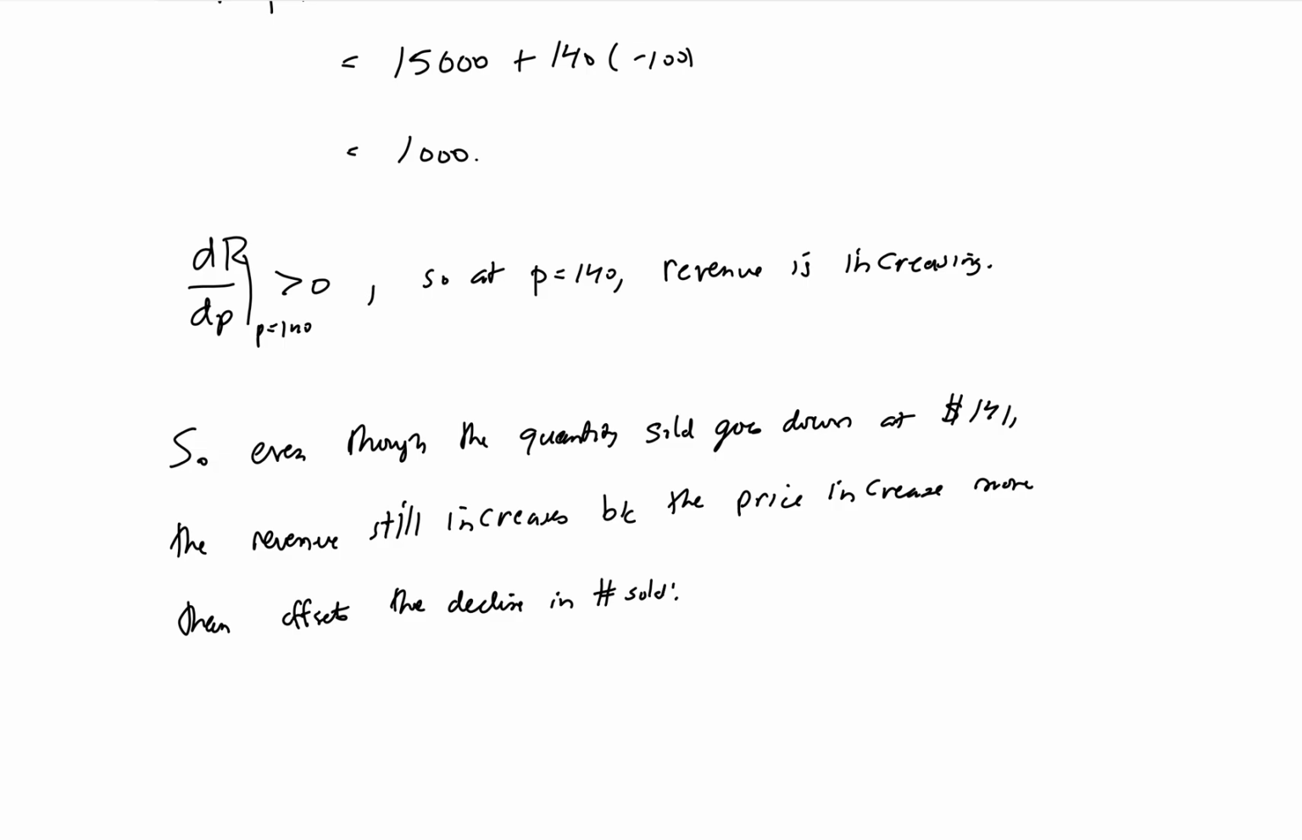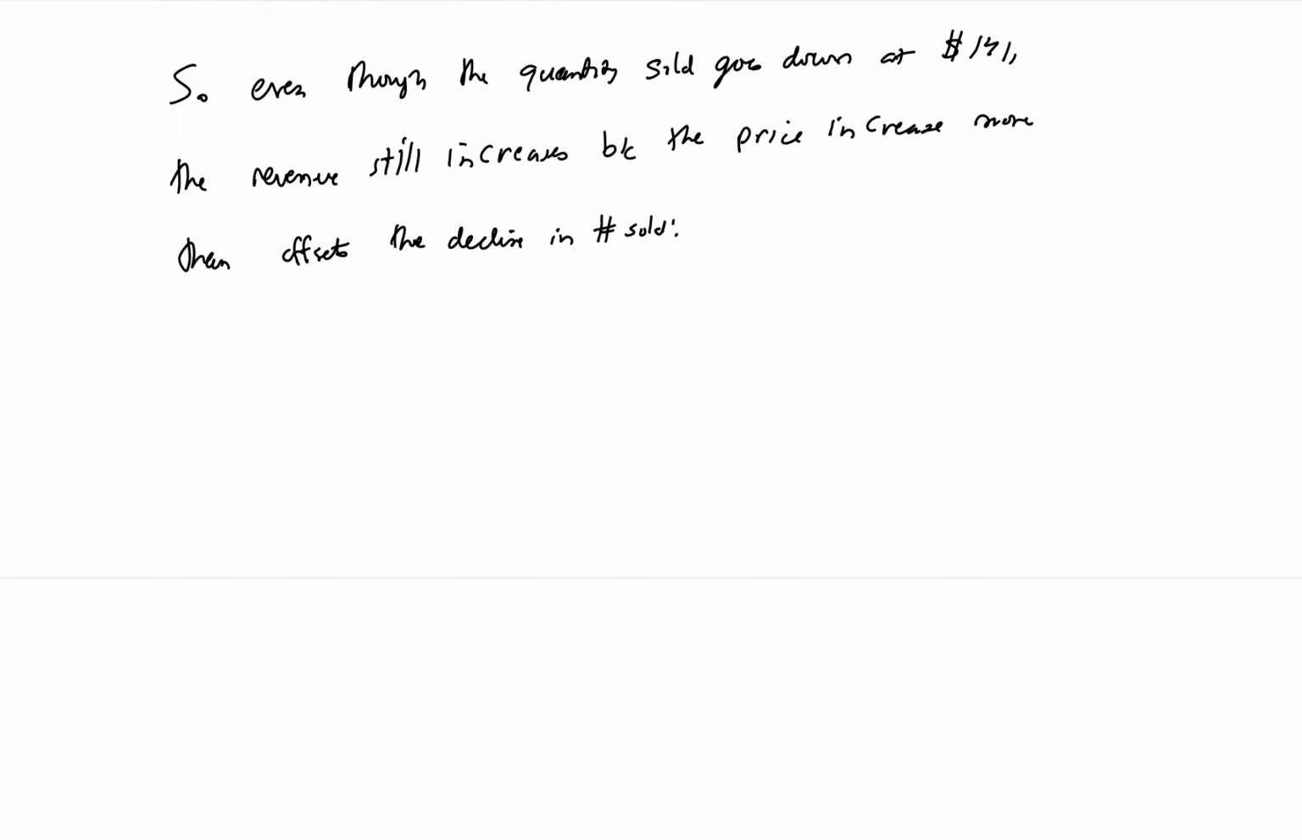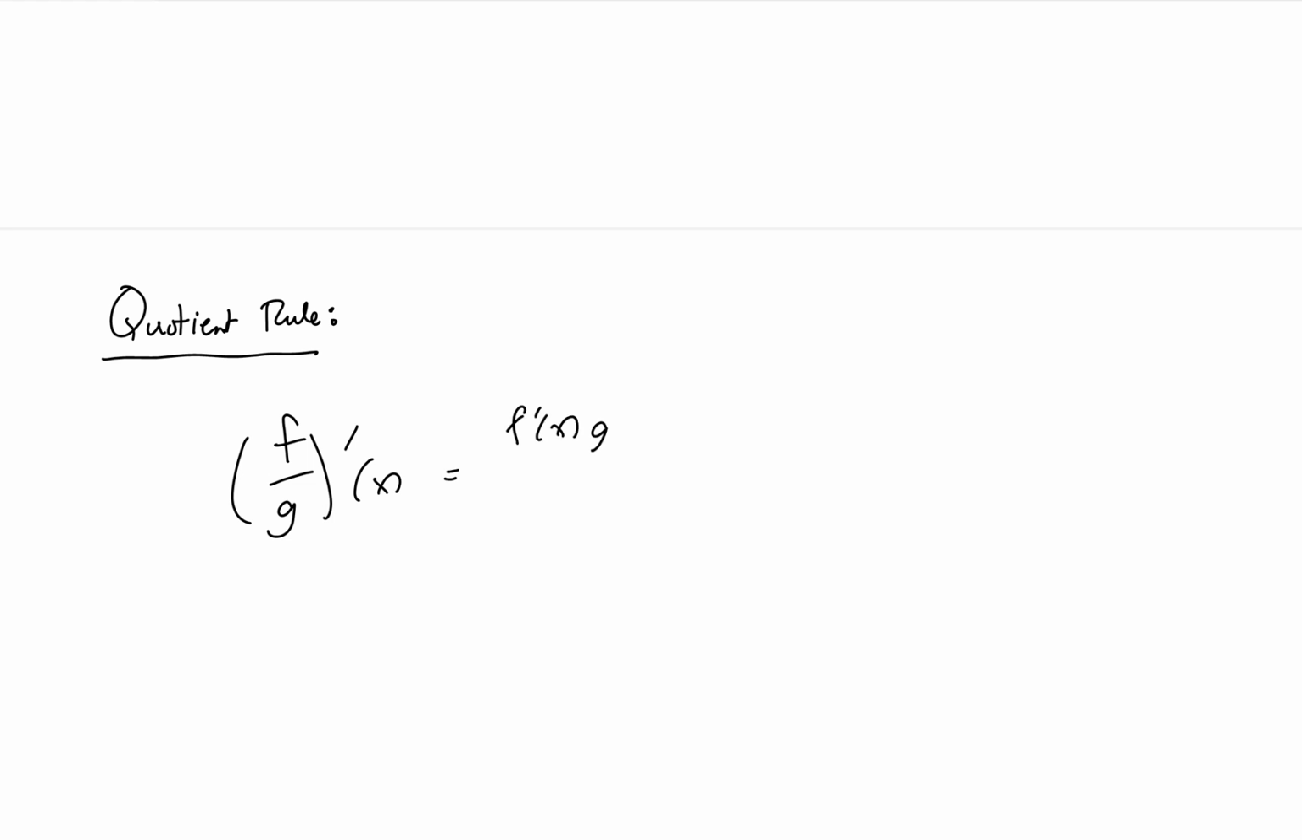Okay, so now let's move on to the quotient rule. Let's recall this from the flipped class video. If we take the quotient of two functions and take the derivative of that, it's the derivative of the top part times the bottom minus the top part times the derivative of the bottom, all over the bottom term squared. We're not going to go through an argument for why this is true.